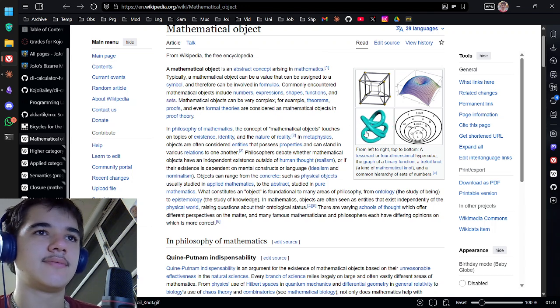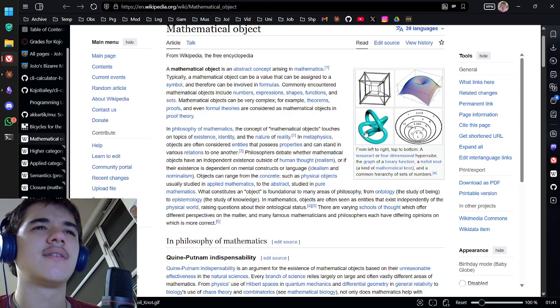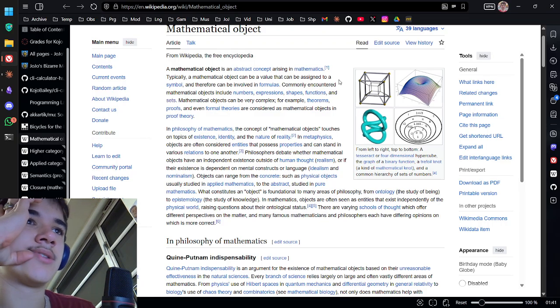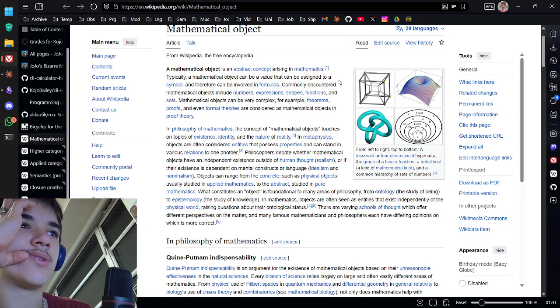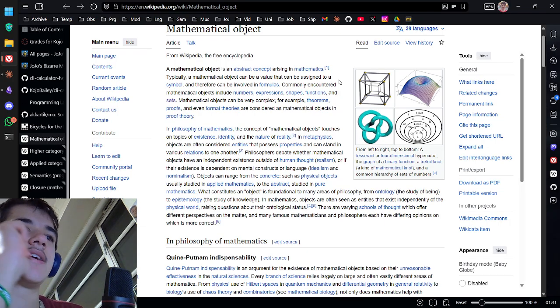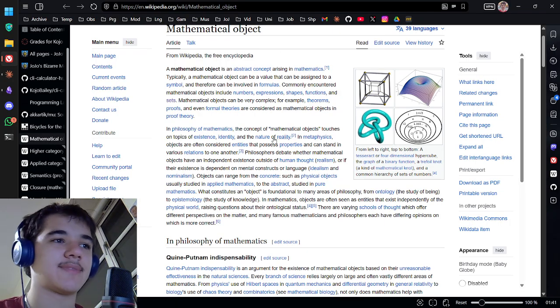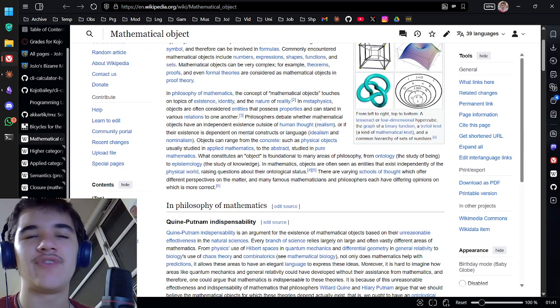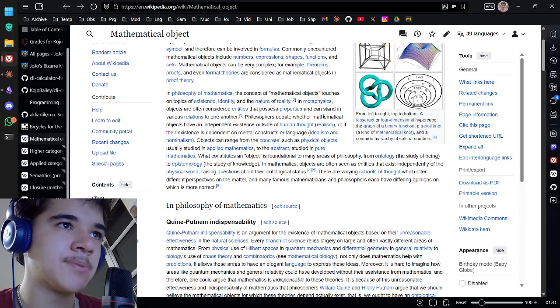What the hell is real? Truthful not. Sorry. Commonly encountered mathematical objects include numbers, expressions, shapes, functions, and sets. Okay, so literally anything. Very complex. For example, theorems, proofs, and formal theories are all also objects. Really? So an object is just a thing, bruv. There's a philosophy of mathematics. Nice. Existence, identity, and the nature of reality. Metaphysics, objects are considered entities.